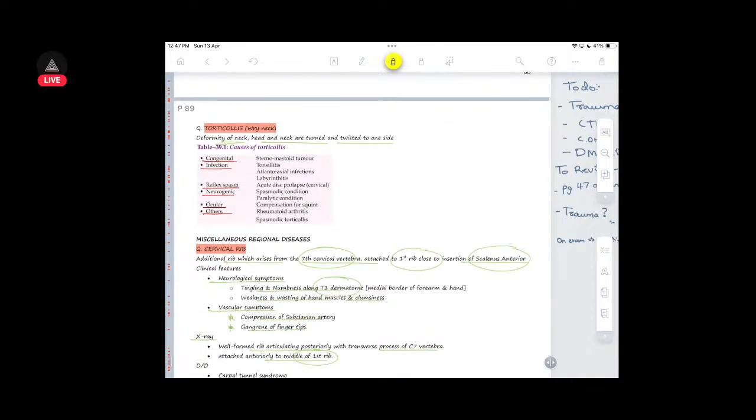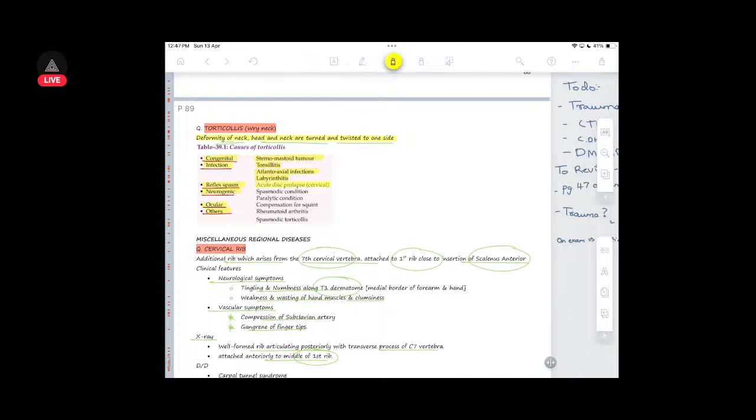Then torticollis, which is a wry neck. It is a deformity of the neck, where the head and the neck are turned and twisted to one side. Causes can be congenital, infective, reflex spasm, neurogenic, ocular, or others. Congenital can be a sternocleidomastoid tumor itself. In infection, you have tonsillitis, atlanto-axial infection, and labyrinthitis.